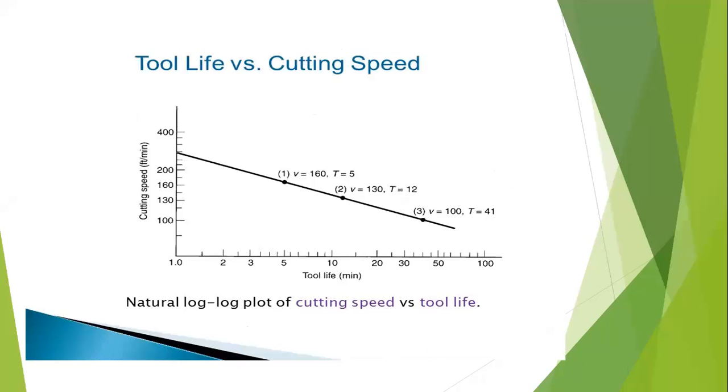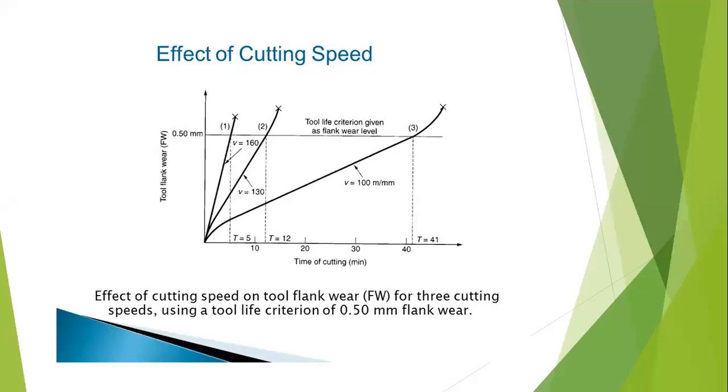Tool life versus cutting speed is shown in the figure. In the figure we can see that if the cutting speed is very high, then the tool wear is very high. And if the cutting speed gradually decreases, then the tool wear also decreases.